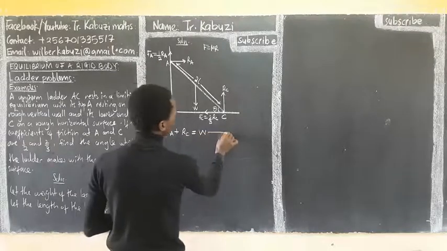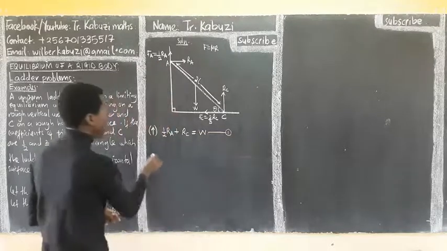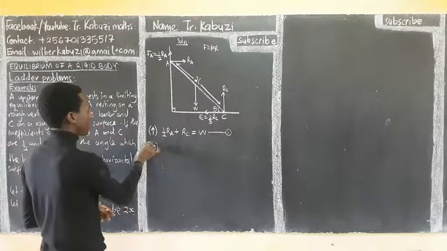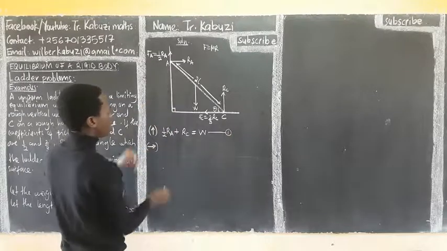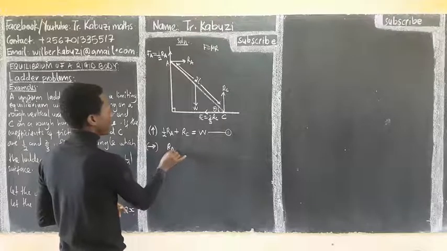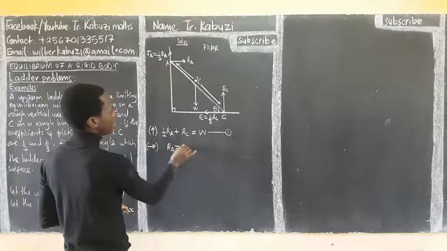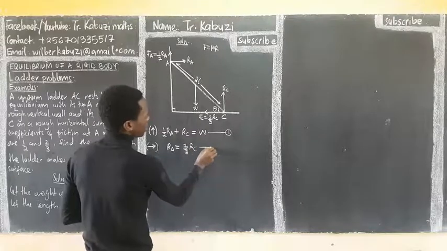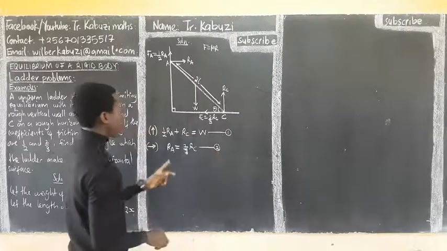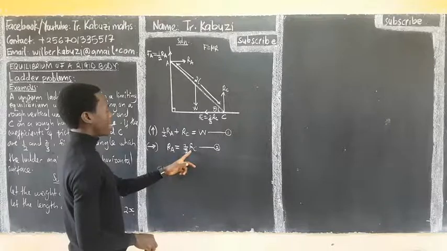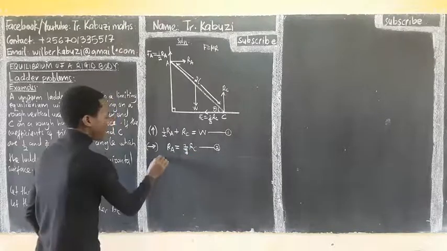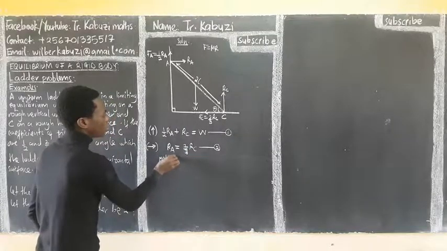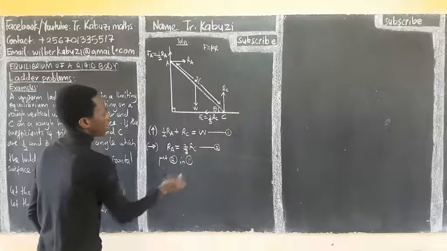And I call this equation 1. And that's the horizontal forces. We have this one, we have RA, it's going to be equal to 2 over 3 RC. And I call this one equation 2. So instead I have RA, I have RC, put it here. So it says put 2 in 1.